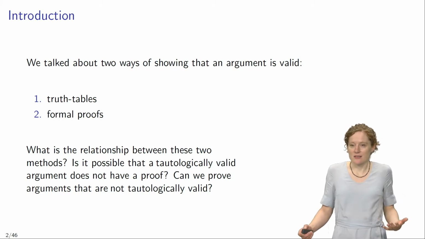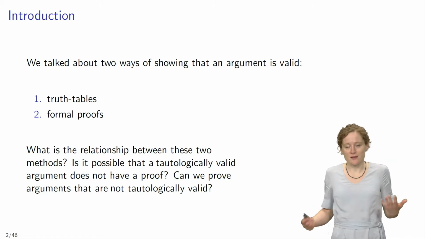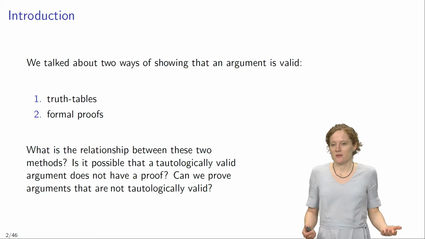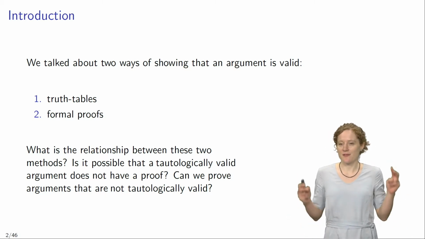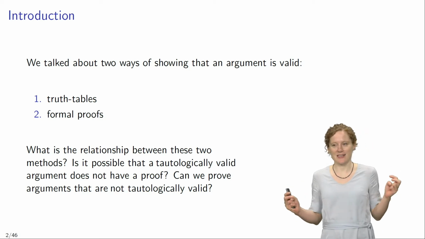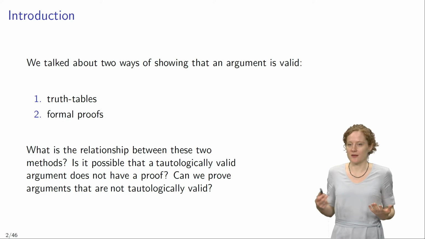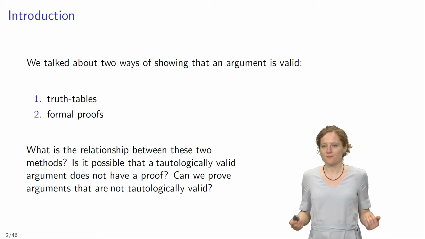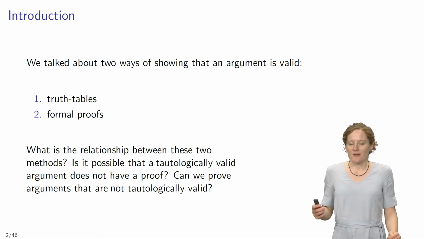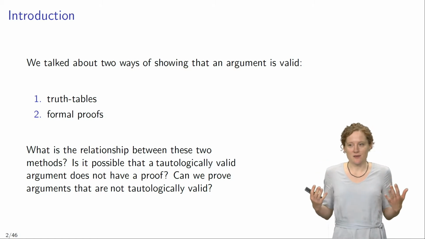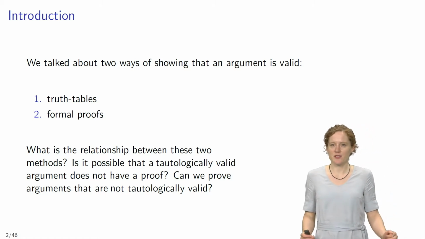Another question is, can we prove arguments that are not tautologically valid? So in other words, can it happen that we have a proof that tells us that a specific argument is valid, but no corresponding truth table that would confirm this result? So these are some of the meta-logical questions that we are going to approach today.